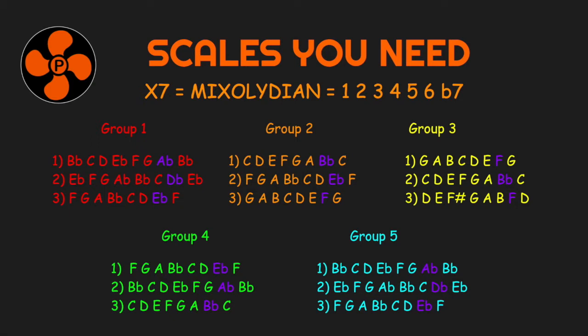So take a look where it says number 1, and let's play the concert B flat mixolydian scale in half notes. Here we go. 1, 2, 1, 2, ready, go. Back down.